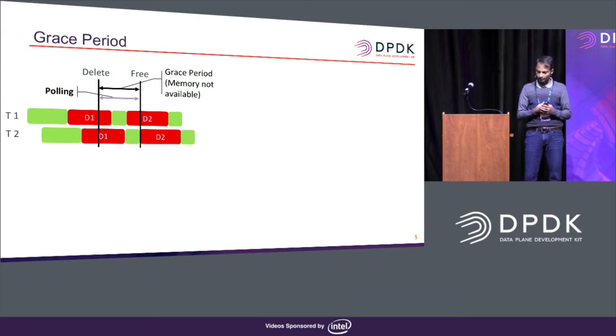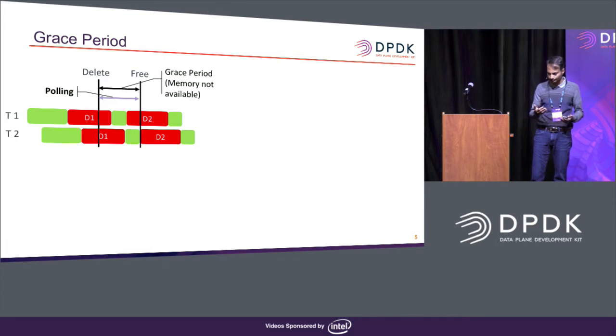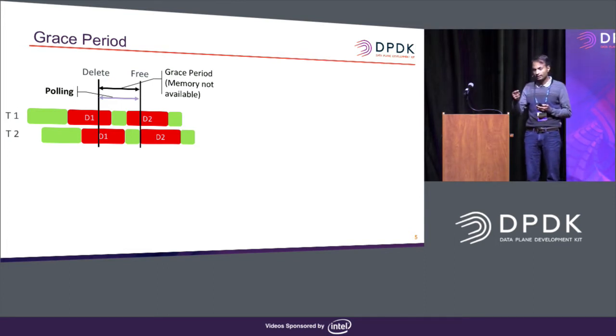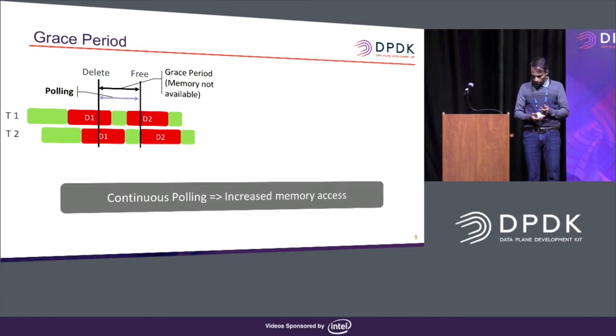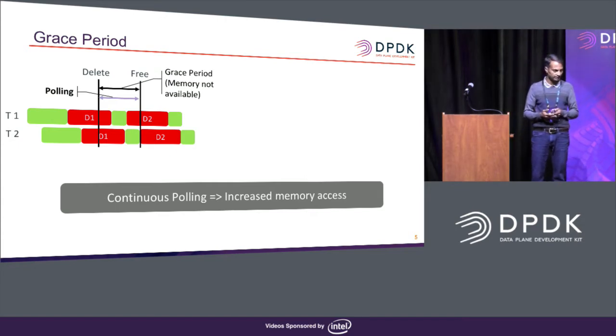As you can see here, in order to determine the grace period, the writer says, okay, start. He gives a start command to the readers, and then he starts polling for whether the readers are done or not. So what does that polling mean? It means that there are going to be memory accesses. Can we avoid that polling to reduce memory accesses? And then it also means that the writer is spending CPU cycles doing that polling. So essentially, continuous polling means increased memory access.